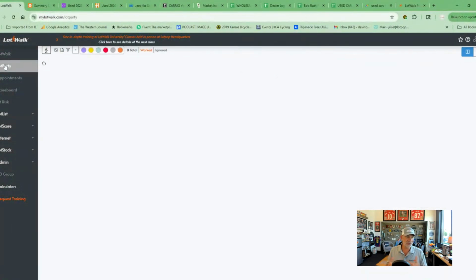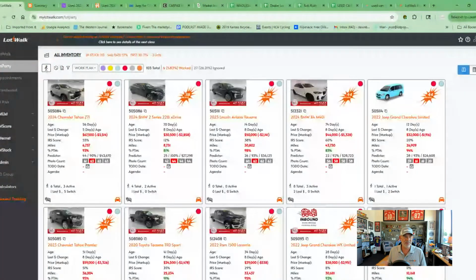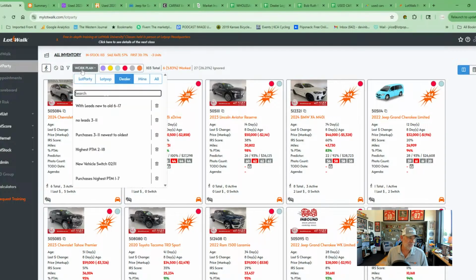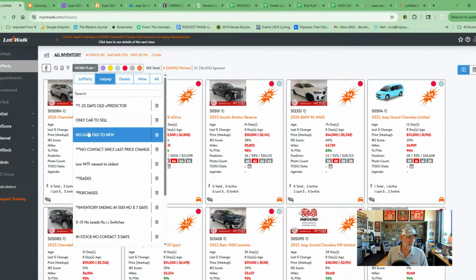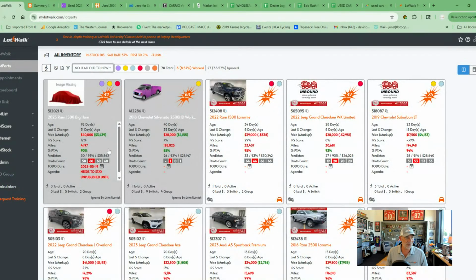Because, again, 22 out of the 103 have no leads, no purchases. But remember, that's only about 20% of their cars. I told you 60-something% of their cars have no leads at all. So, again, be able to isolate your inventory, no leads, oldest unit to youngest unit. Look at this, a 34-day-old car, no active leads. No active leads on this 34-day-old Laramie.